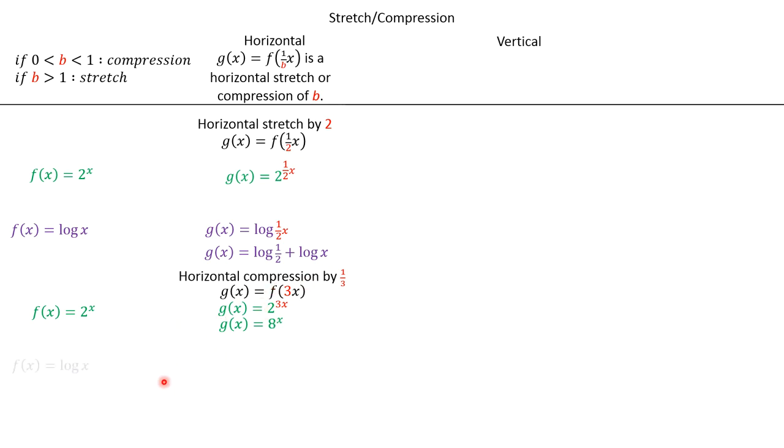Let's do the same thing with the log. We're going to replace the x with 3x. And just like up here, we could split that up: log 3 plus log x. This is, again, a vertical translation, which is the same as a horizontal stretch or compression with logs.